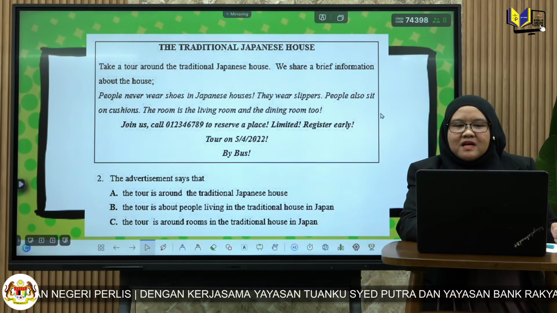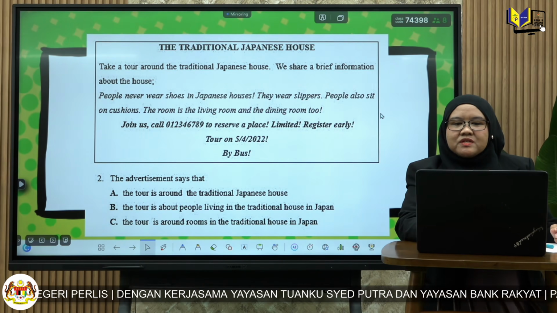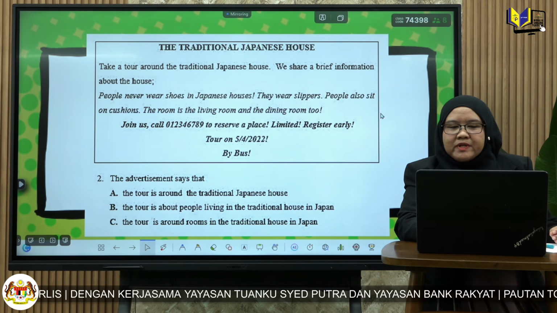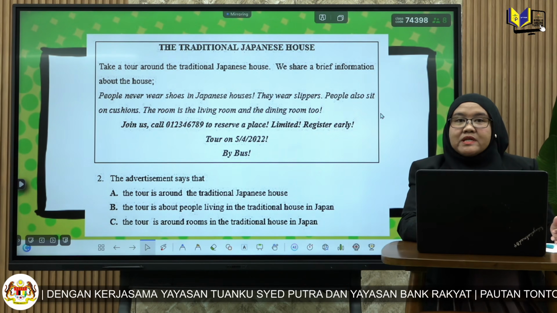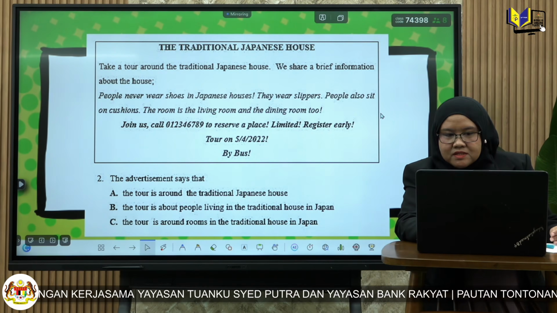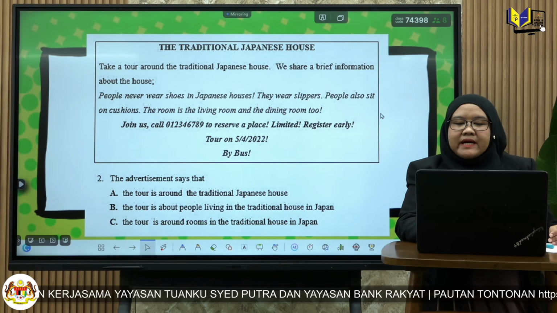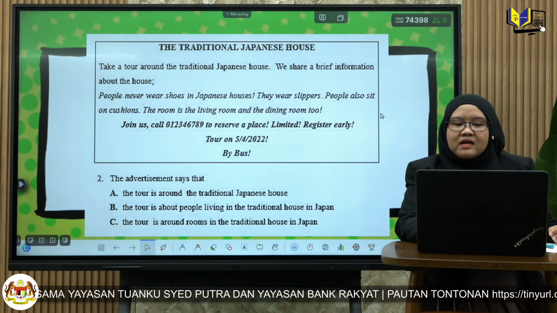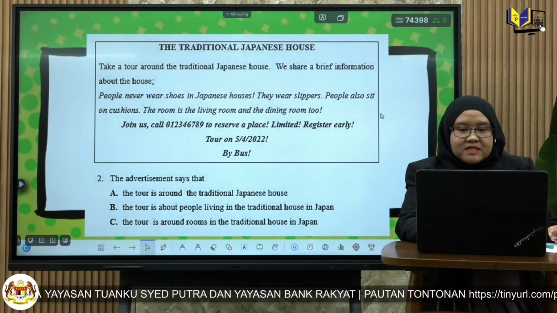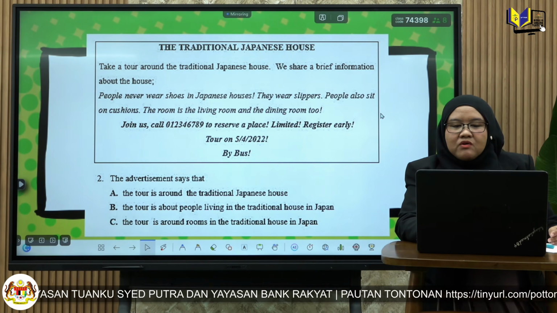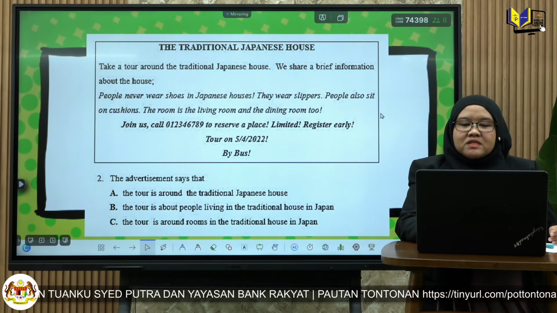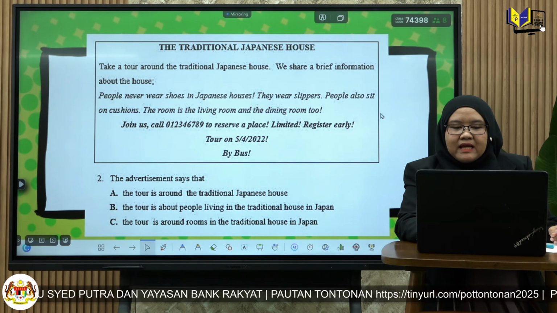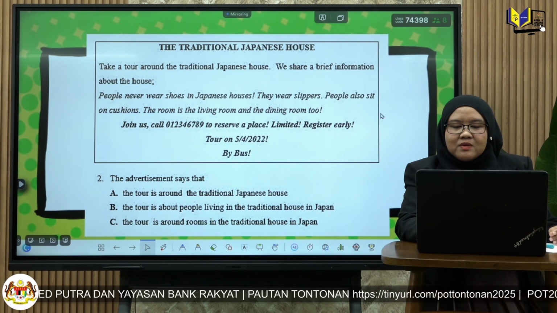The traditional Japanese house. Take a tour around the traditional Japanese house. We share a brief information about the house. People never wear shoes in Japanese houses. They wear slippers. People also sit on cushions. The room is the living room and the dining room too. Join us, call 0123456789 to reserve a place. Limited, register early, tour on 5th April 2022 by bus. The questions, the advertisement says that A, the tour is around the traditional Japanese house.